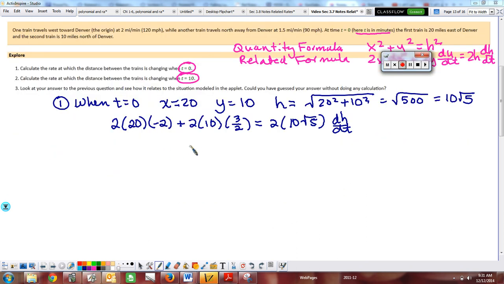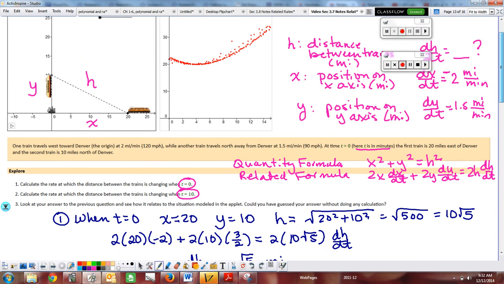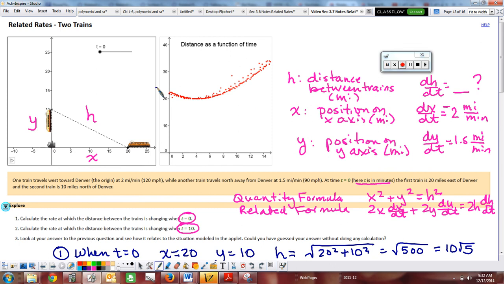I'm going to leave you to verify that you should get dh/dt is negative square root of 5 over 2, I believe. And that would be in units of miles per minute, because everything we put in, we made sure our units matched. Does it surprise us that that's a negative value? No. If you look up here at 0, and I look at the slope of the distance curve, it is decreasing, so it should have a negative slope, so that should make sense to us.